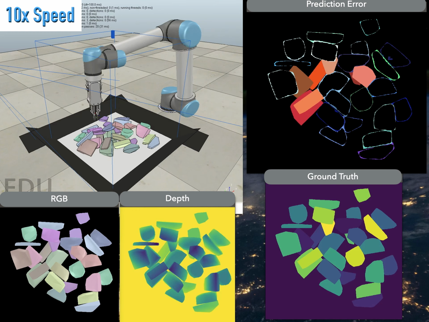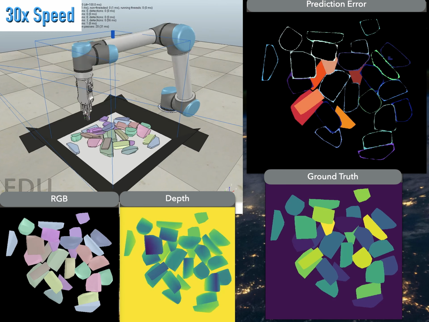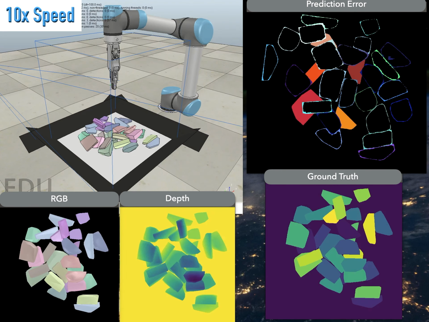The objects that are colored in different shades of red in the top right panel are the false positives, which are the objects that cannot be detected by mask RCNN.